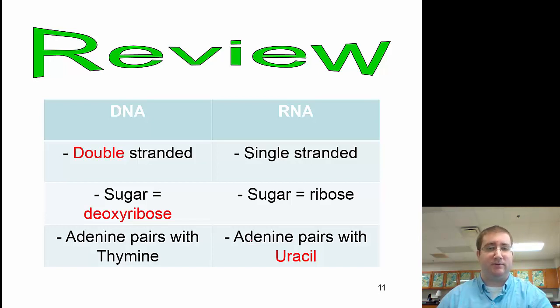And to quickly recap, between the DNA and RNA, DNA is double-stranded, RNA is single-stranded. DNA has deoxyribose as that sugar inside of its nucleotides, which is why it's DNA. RNA has ribose sugar, which is why it's RNA. And for the base pairings, in DNA, adenine pairs with thymine, A to T. In RNA, adenine pairs with uracil, A to U.